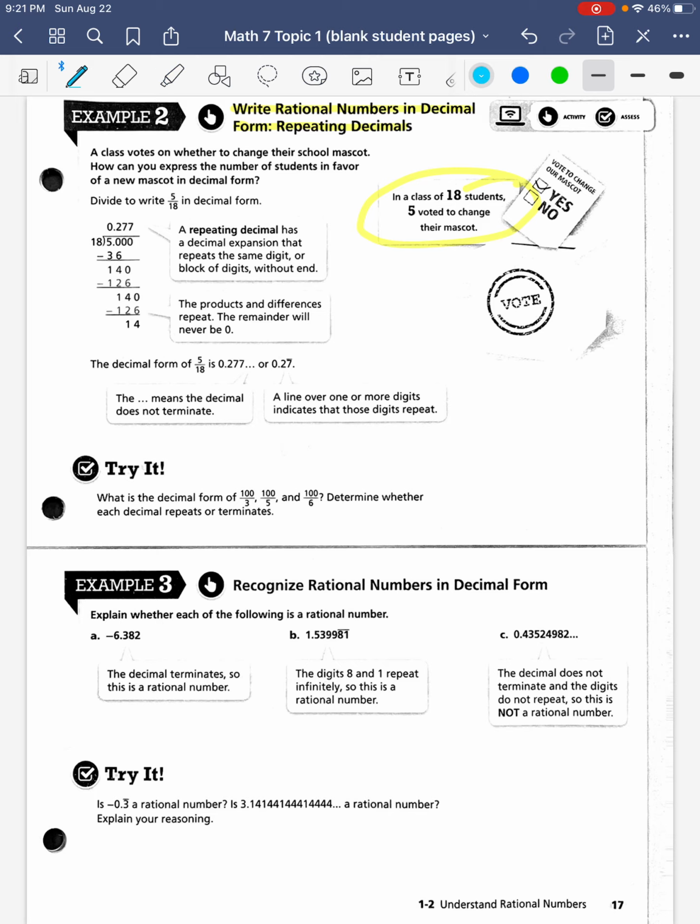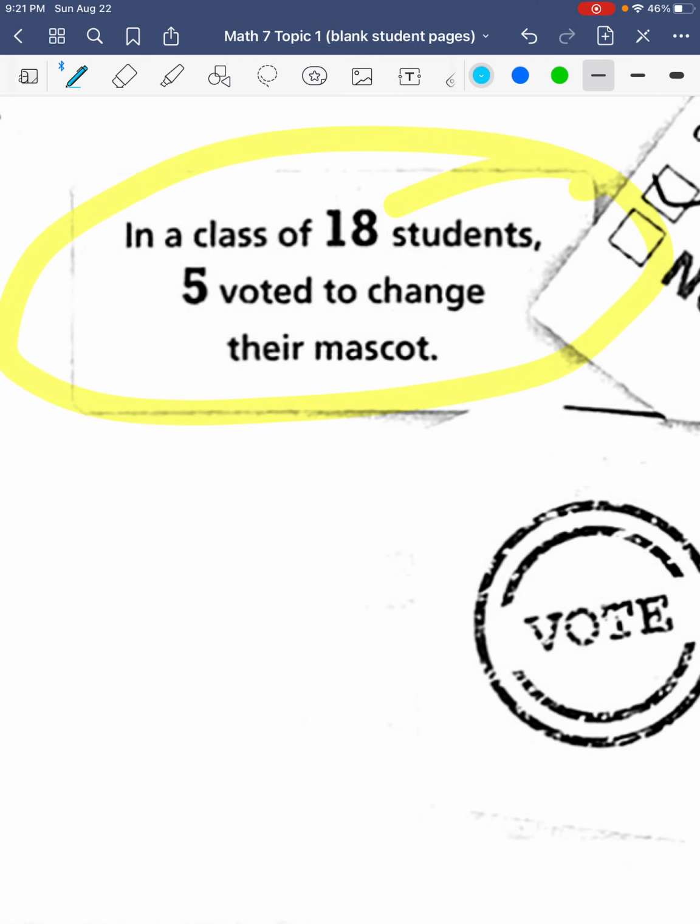So the way we're going to represent that information as a fraction is we're going to put the part on top of the whole. So the whole class is 18 students. So that goes on the bottom. That's my denominator. And the number of students that voted to change the mascot is 5. So 5 goes on top. So we have the fraction 5/18.